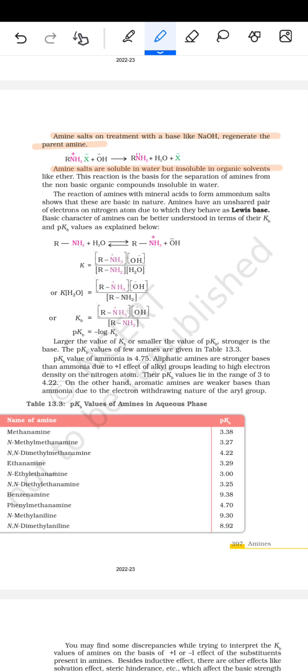Amine salts are soluble in water but insoluble in organic solvents like ether. This reaction is the basis for the separation of the amines from the non-basic organic compounds insoluble in water. The reaction of the amines with mineral acid forms the ammonium salt, so these are basic in nature. Amines have an unshared pair of electrons on the nitrogen atom due to which they behave as a Lewis base. Basic character of the amines can be better understood in terms of the Kb and the pKb value as explained below.